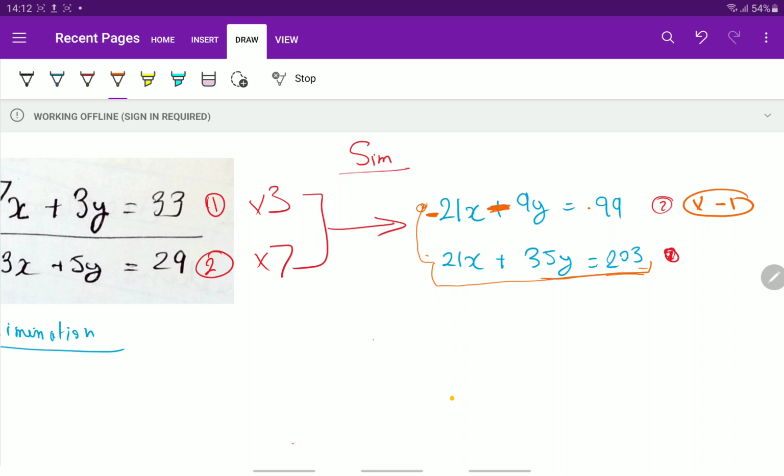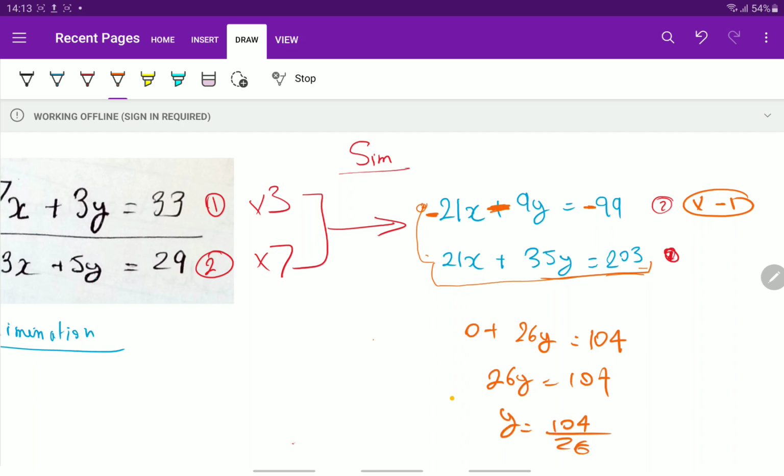minus 9y equals negative 99. Carrying that out, 203 minus 99 is 104. That's equal to 35y minus 9y, so 35 minus 9 is 26. And finally, 21x minus 21x is just 0. So 0 plus 26y is equal to 104. So 26y is equal to 104. Then y is equal to 104 over 26.